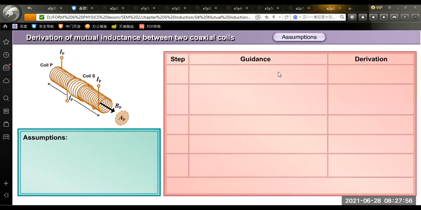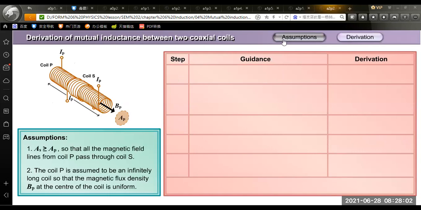Okay, now for the assumption, we look at the assumption first. Assumption: AS is equal or almost equal to AP. AS is a bit greater but almost equal to AP. That means it can just fit, the size can just go through coil P.